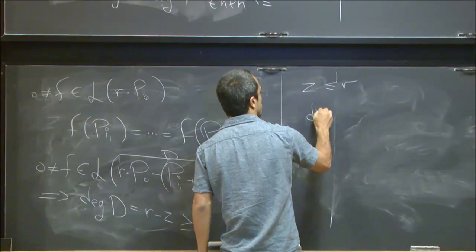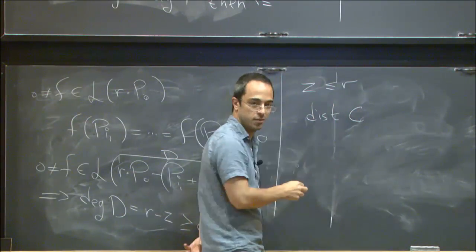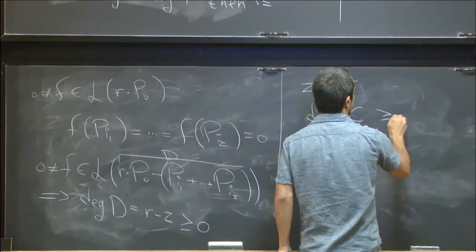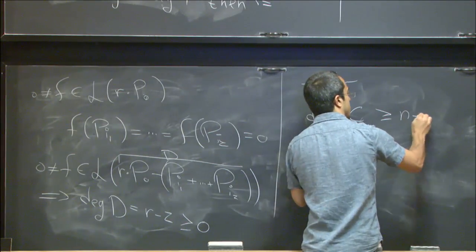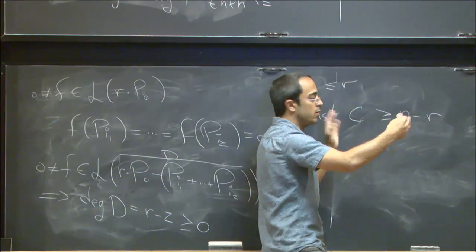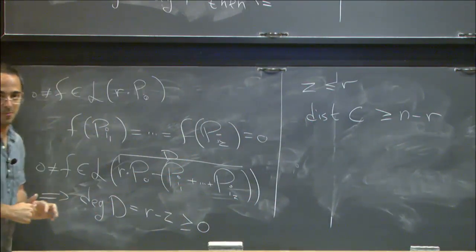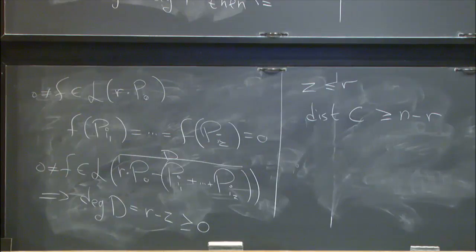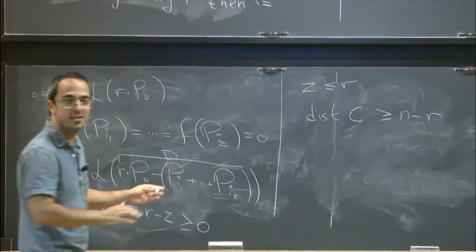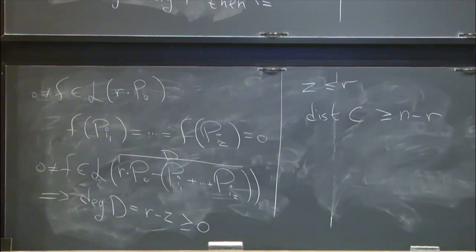And so the distance of the code, for any function that is non-zero, is at least n minus r. It has n points, only Z of which, at most r, are zero, so this is the distance. Okay, is this okay? It's kind of the hardest part of this talk.